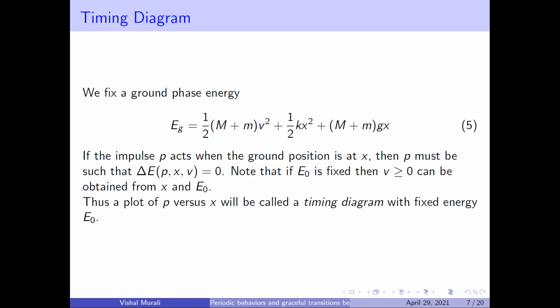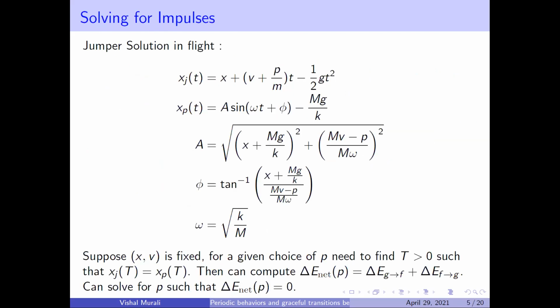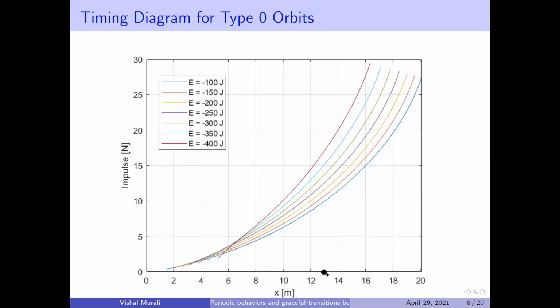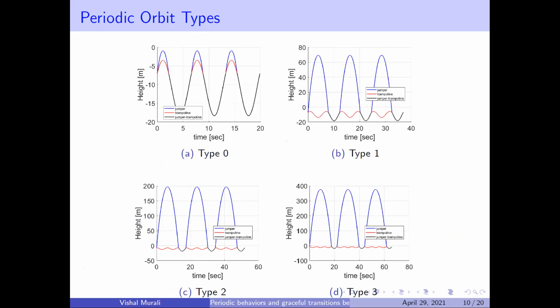And we also have a so-called timing diagram. For a fixed x and v, there can be multiple p's that satisfy this delta E net of p equal to 0. This gives rise to different periodic orbits. To give an example, it would be something like this.